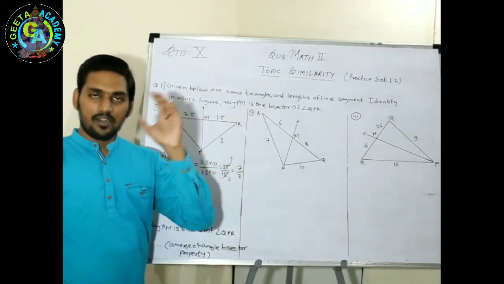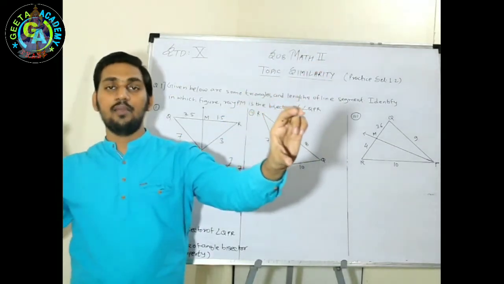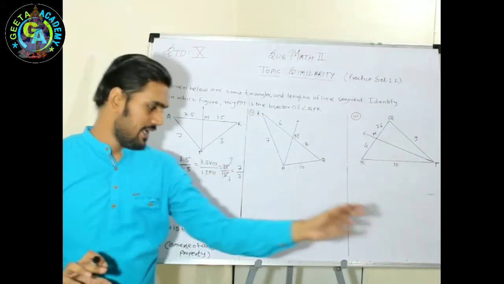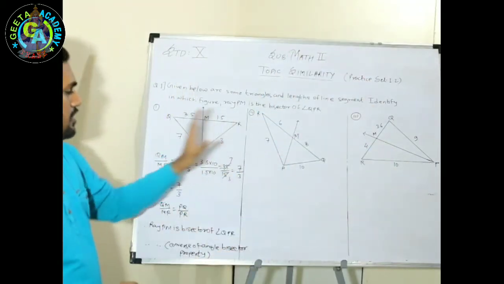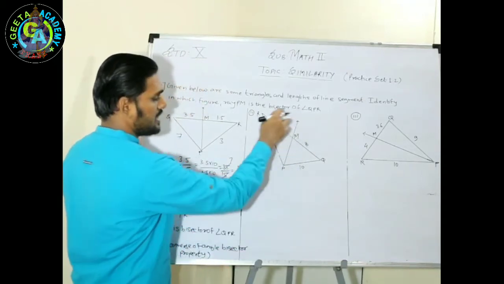जनरली एंगल बाइसेक्टर प्रॉपर्टी सेज एंगल बाइसेक्टर है तो रेशियो सेम होगा. यहाँ पे हम उल्टा जा रहे हैं. हमने चेक किया कि रेशियो सेम है तो आपका एंगल बाइसेक्टर है. Now let us move to the sub question 2. Again here also we have to check whether ray PM is the bisector or not.